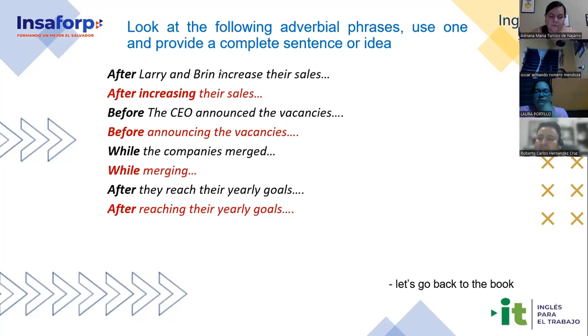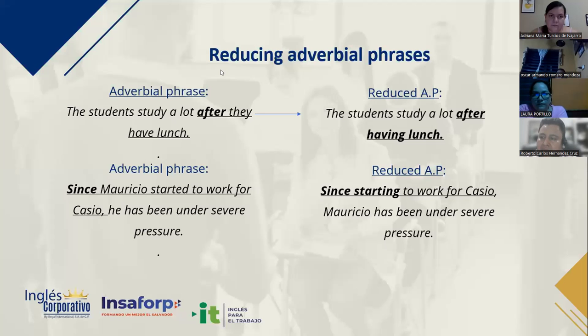Since coming back, something I forgot to tell you, people. Very important. The reduction is possible if these are the same. If the subject is different, the reduction is not possible. You only reduce the sentence if the subjects are the same.